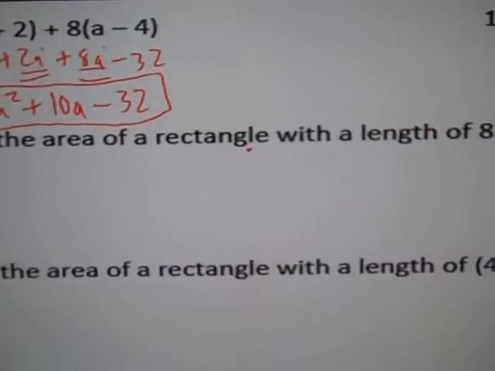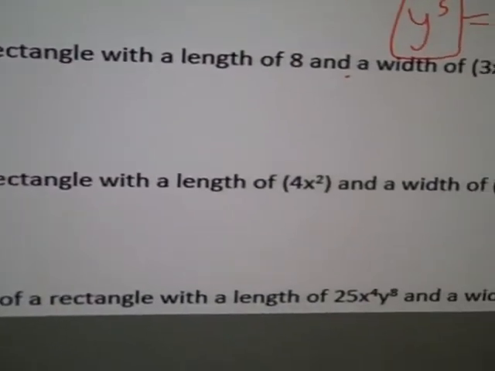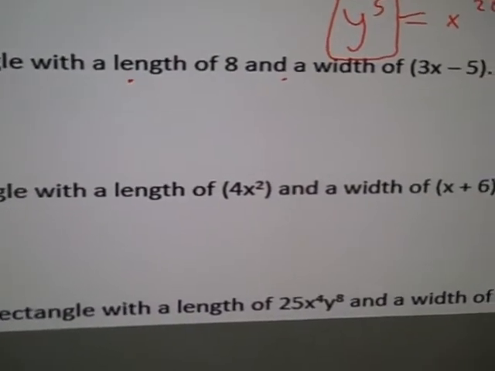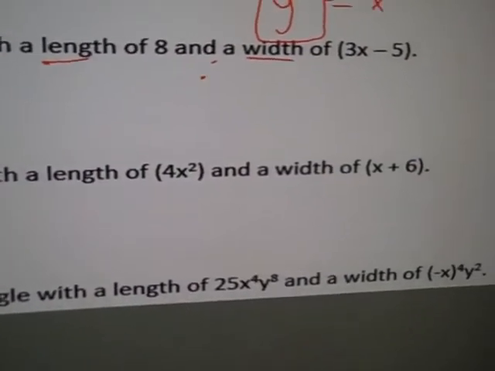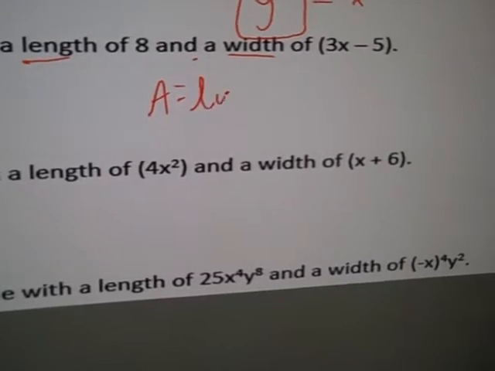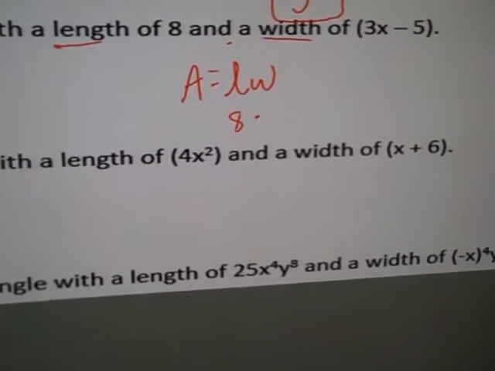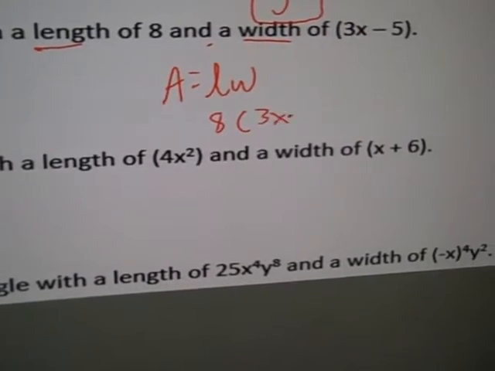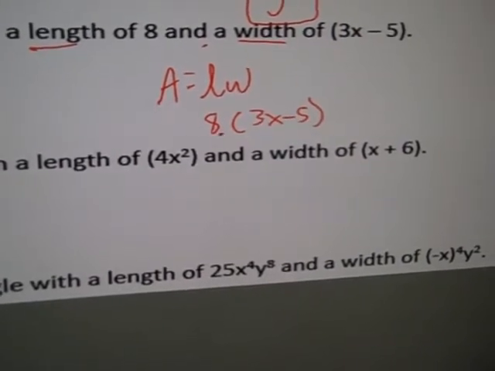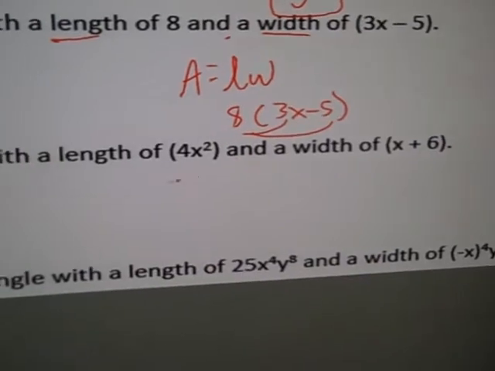Now for area problems, when you're given two dimensions in a rectangle, length and width, just multiply length times width to get area. Area equals length times width. I could just do 8 for the length, and the width says it is 3x minus 5. And when I multiply that, it's just distributing. Okay.